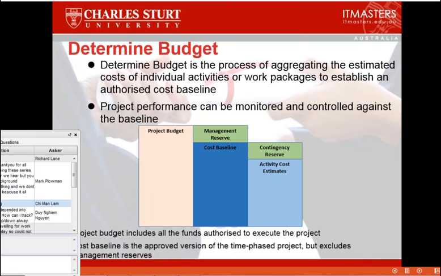We may have a management reserve on top of that. The management reserve is a reserve over and above the actual expected costs of the project, and that's kept aside for the unknown unknowns. In other words, something may happen that you hadn't expected. It's not part of our risk analysis. It may be something as simple as not wanting to go back to senior management to get more money for your project, so you leave this money aside to be used once you have approval from the appropriate level in the organization. So project budgets include all the funds authorized to execute the project, and the cost baseline is the approved version of the time-phased project budget, but excludes management reserves.